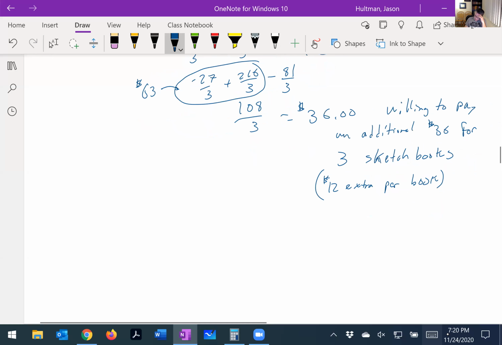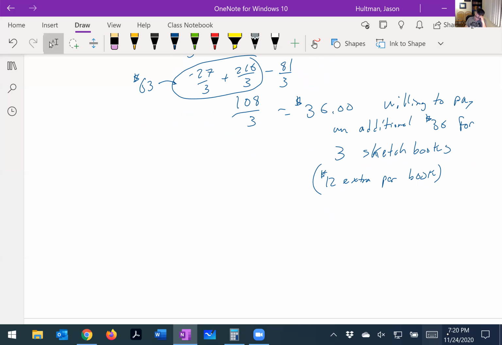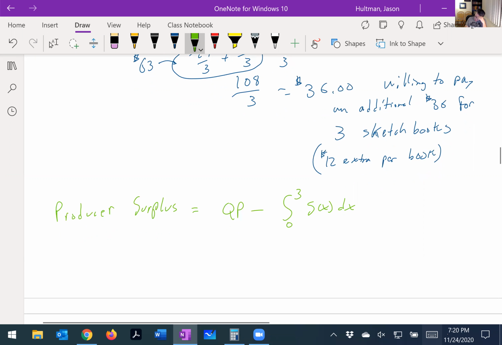So now let's look at our producer surplus. How did this guy fare? The producer is going to do better as well. The difference is that QP goes first in this one, minus the integral from 0 to 3 of S(x) dx. Remember, Q was 3, that's the quantity, and the price is 9, for a total of $27 that I walk out of the store with.